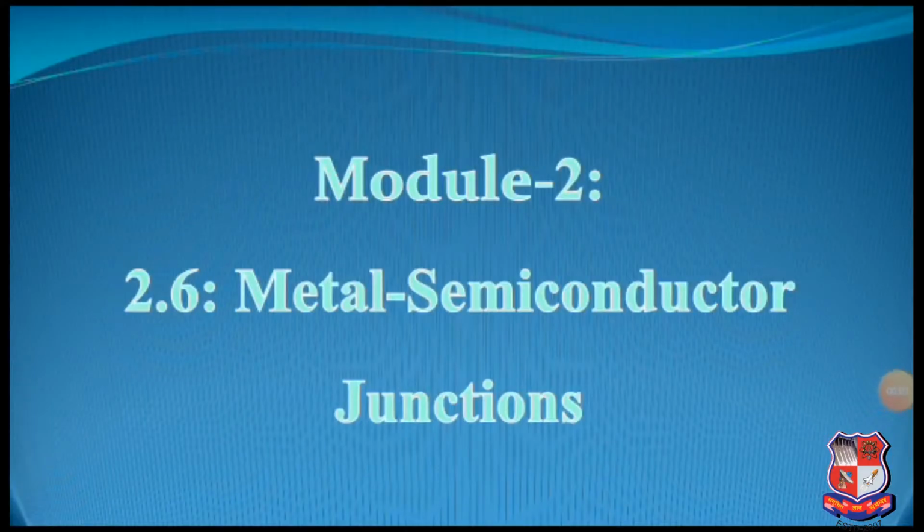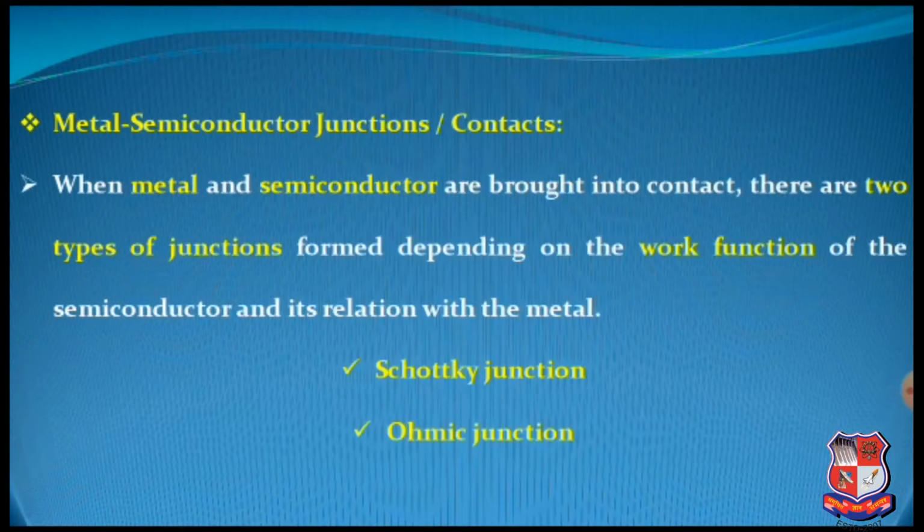Hello dear students, today we are going to start a new article, that is metal semiconductor junction. As we know, as per the electronic properties of metal and semiconductor, we can distinguish these two kinds of materials by their energy band gap, their position of valence band as well as conduction bands. So when you bring these two kinds of materials, a conductor and a semiconductor, into contact, what are the possible contacts available? We are going to study about it.